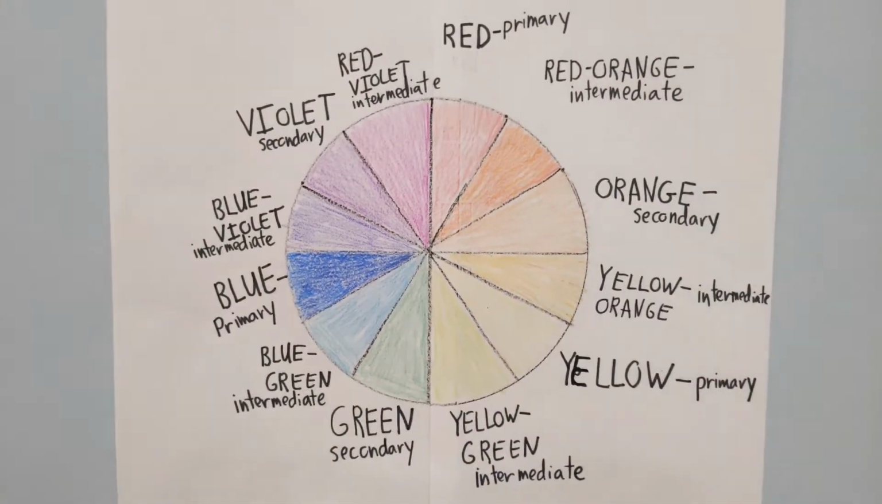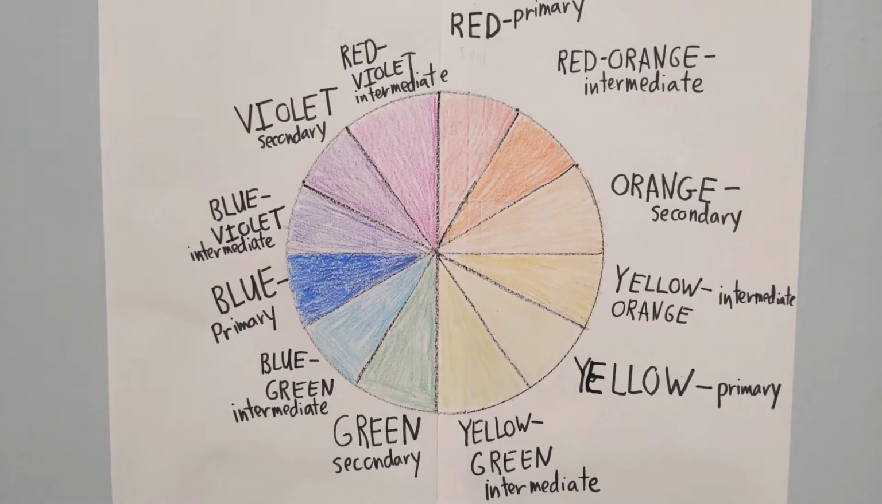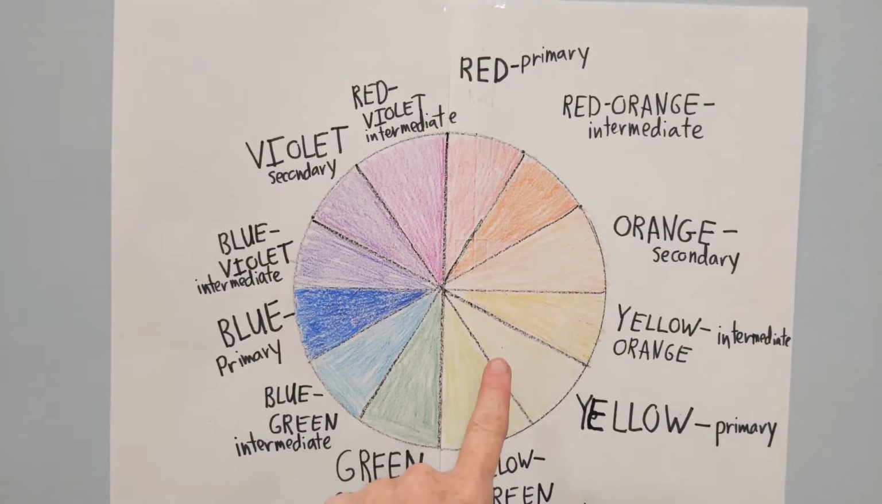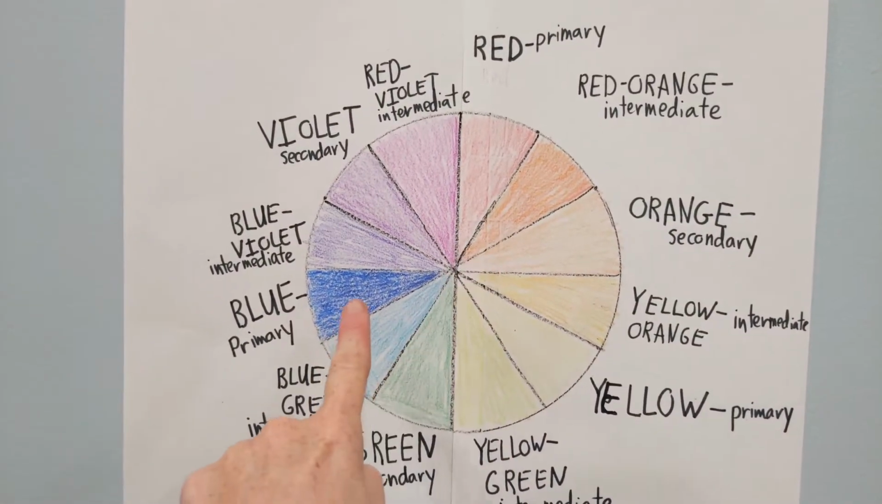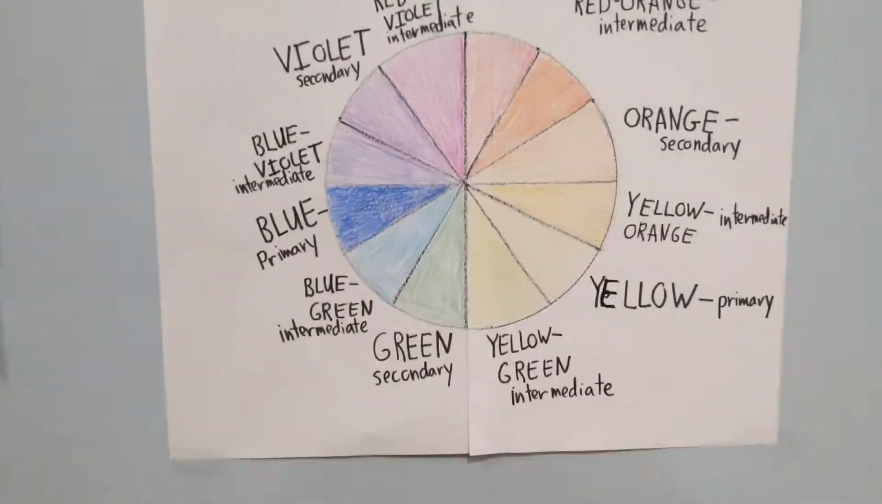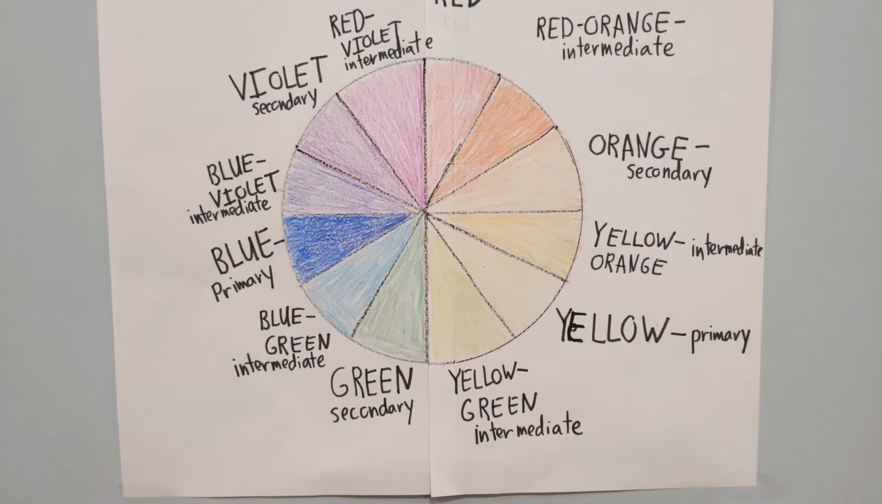Now, some of this stuff you guys already know, but we're going to learn about it. So first of all, we have our three primary colors: yellow, red, and blue. They're called the primaries because you can't make them. They can't be made from other colors. So red, yellow, and blue are the primaries.